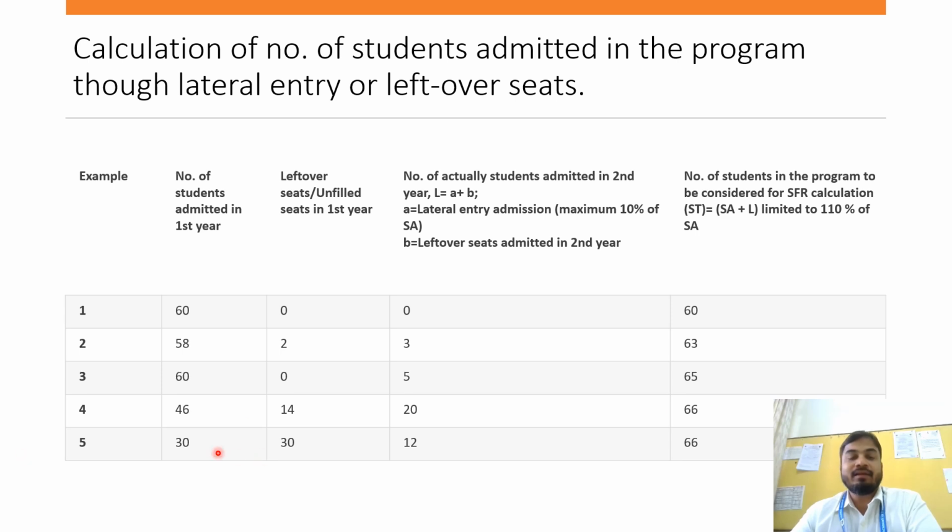In another case, if the number of students admitted to first year is only 30, leftover seats are 30, and through lateral entry we get 12 students, then the total number of students for that academic year will be SA, the sanctioned intake, which is 60.